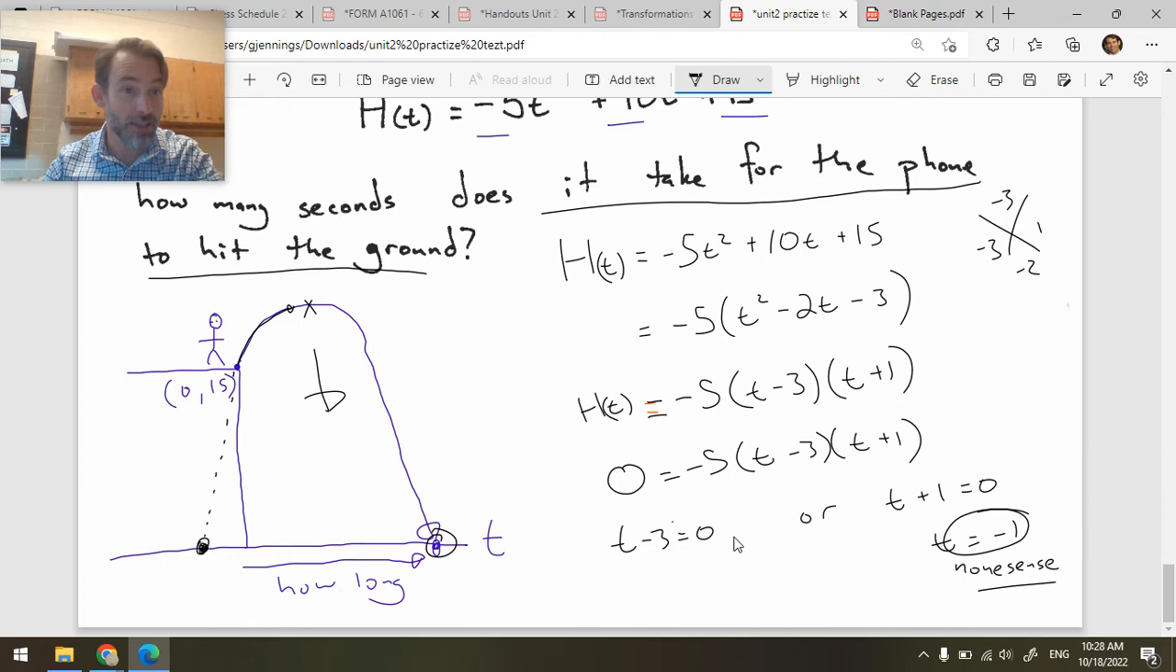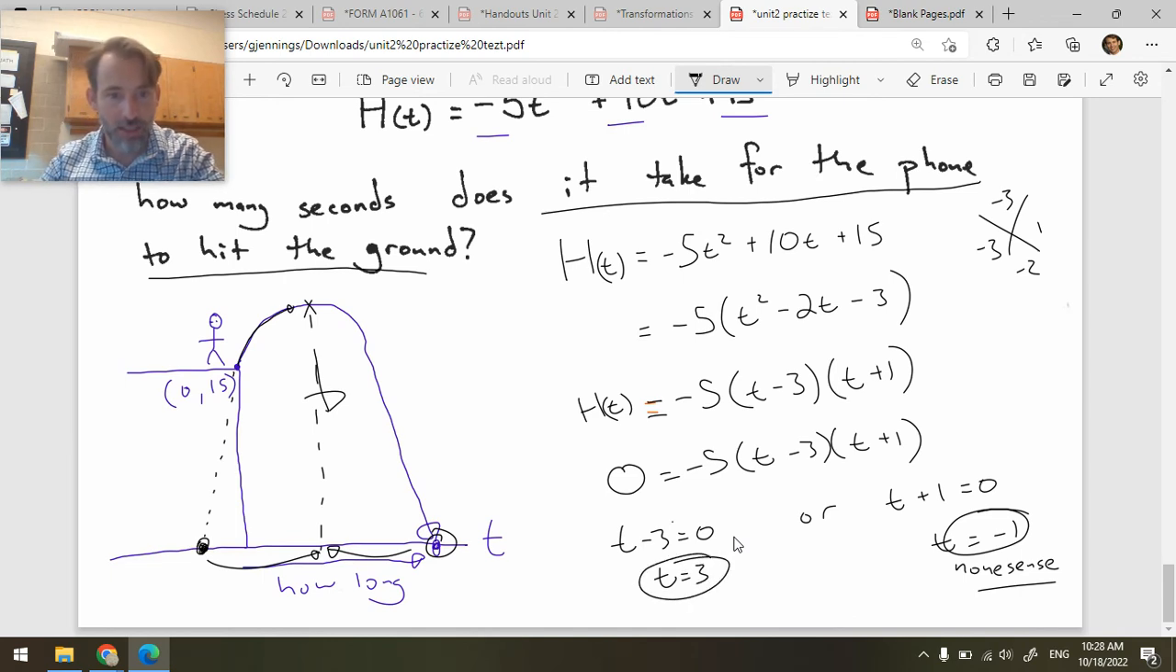And you'll sometimes get a nonsense answer that's required by math. And it's still useful. Like if I wanted to find where the vertex is, I could still go in the middle of these two and find it. It's still mathematically useful, but it's not practically useful here. And then t minus 3 is equal to 0. Well, that means t equals 3, and that's the answer.